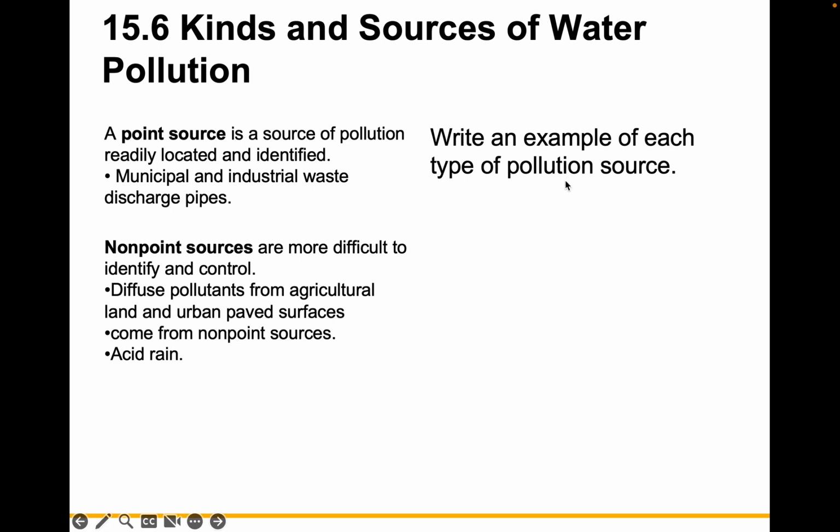So what I'd like you to do is pause this video for a moment and write a different example for each, for a point source of pollution and a non-point source.